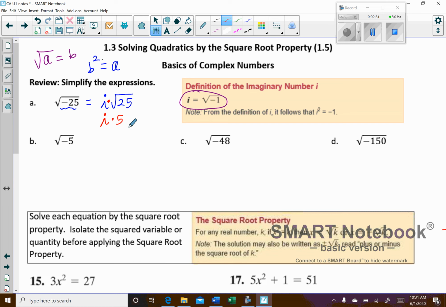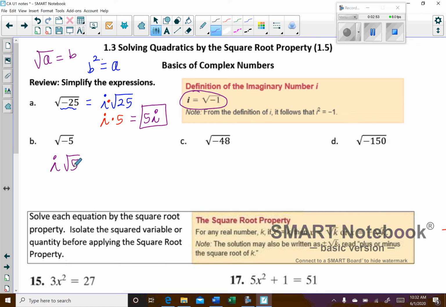If you leave it like that, that's okay, but typically it's going to look a little bit nicer if you write it like this, 5i. So don't really overthink these when you square root negative numbers. You're just going to pull out an i with it, okay? If you look here at part B, we pull out that i, and then you're just left with the square root of 5.